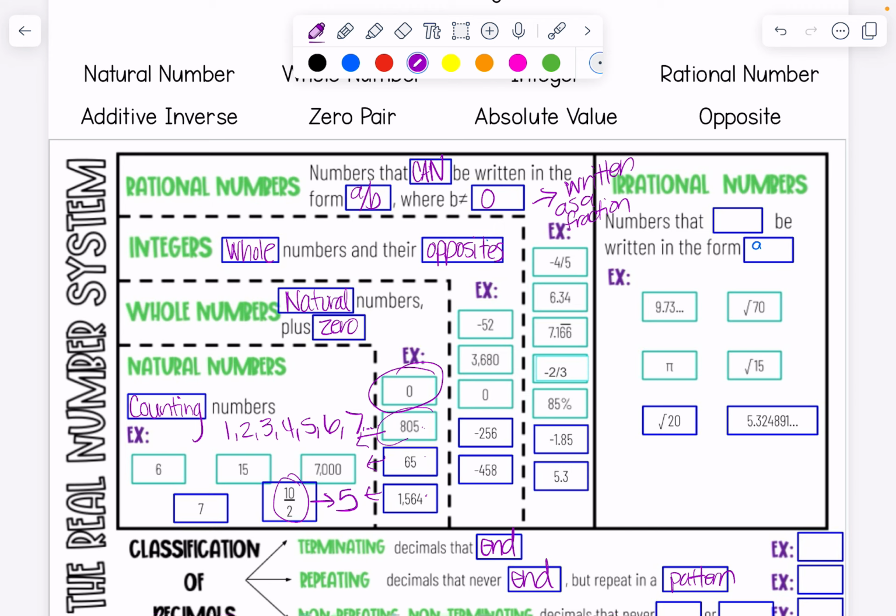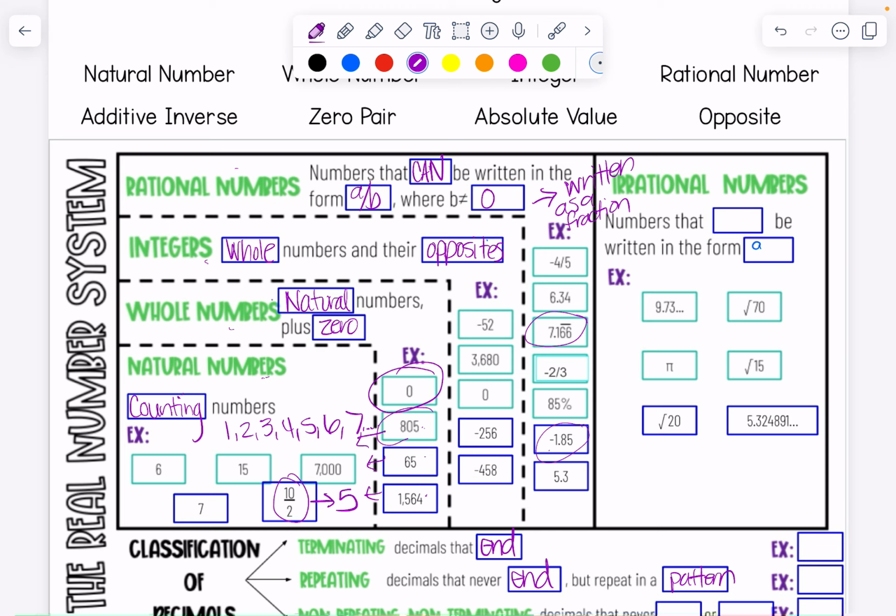So, for example, the 7.16 repeating, that's going to be a rational number. If it's a terminating decimal, -1.85, that would be a rational number. And then also included are all of these other categories. The natural numbers, whole numbers, and integers are all automatically rational numbers.